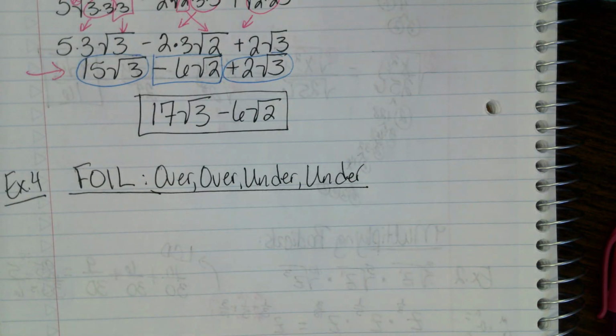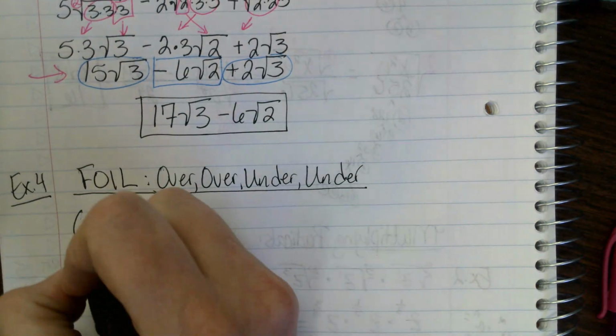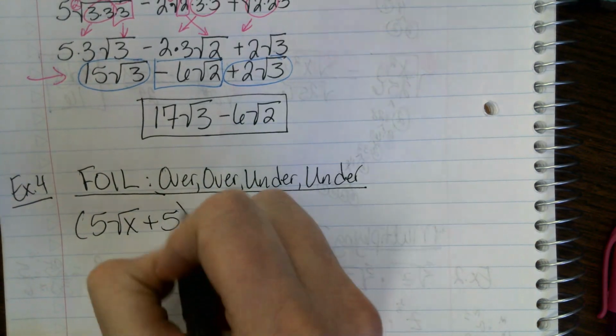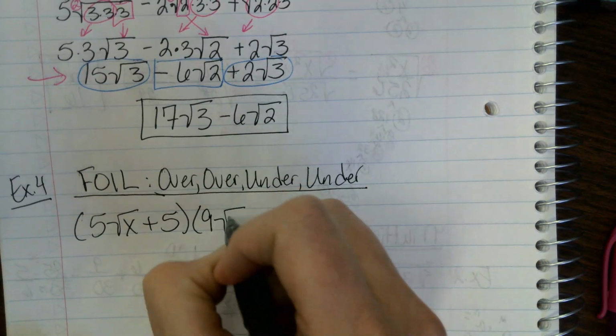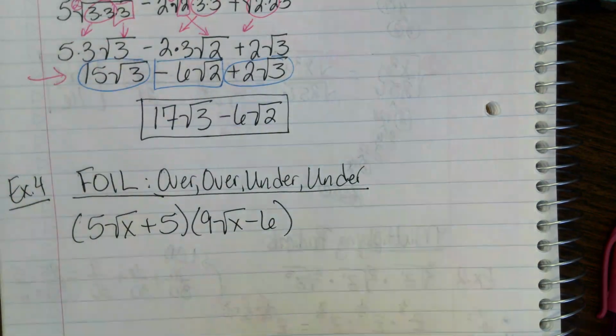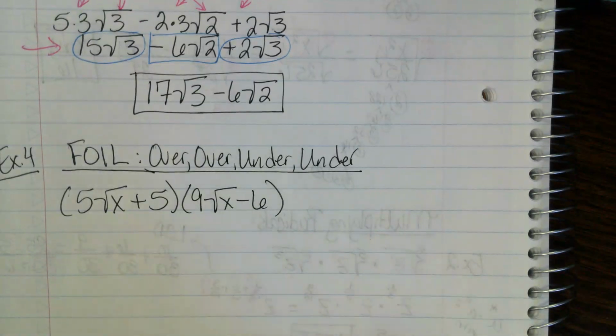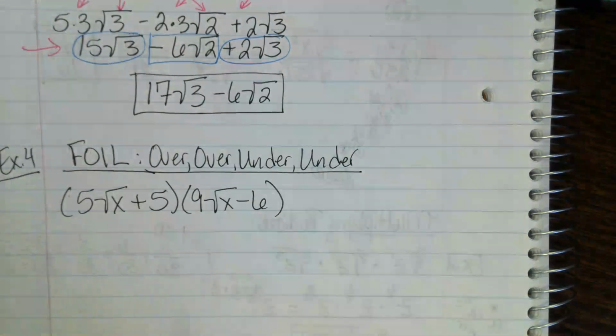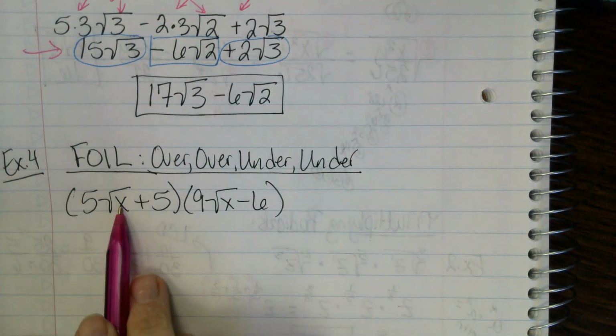Okay, our next example is seeing our radicals and our exponents with our FOIL method, our over, over, under, under. So let's get started. Let's say we have 5 square root x plus 5 times 9 square root x minus 6. Again, I'm not really changing what we already know. I'm going to treat my radicals as variables.